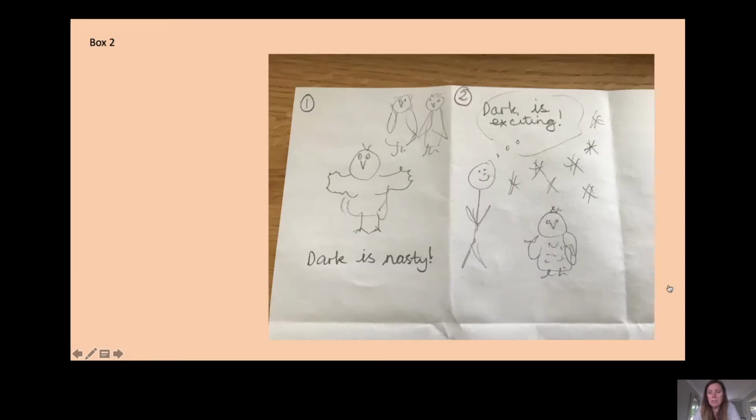So here's box 2. And it says here, if you remember what's happened here, Plop goes back and he talks to his mum and dad about dark being nasty. Then he somersaults down from the tree because he's seen a boy down at the bottom of the tree. And he asks him what he thinks of the dark. And the boy says, dark is exciting.